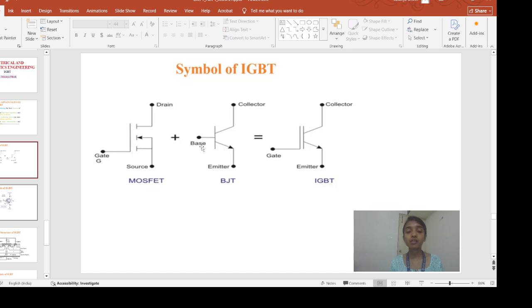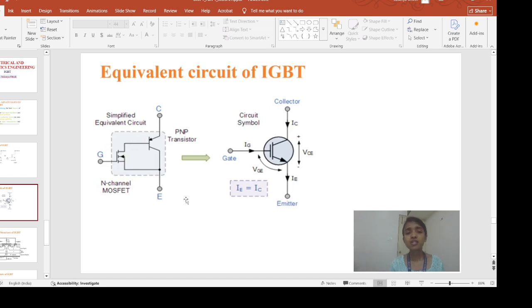If we combine these two symbols, we will get the IGBT. So it has three terminals: collector, emitter and gate. Third terminal is the gate. Now this is my N channel MOSFET and this is my PNP transistor, because IGBT combines both. So if you combine these, what do we get? You will get the symbol of IGBT.